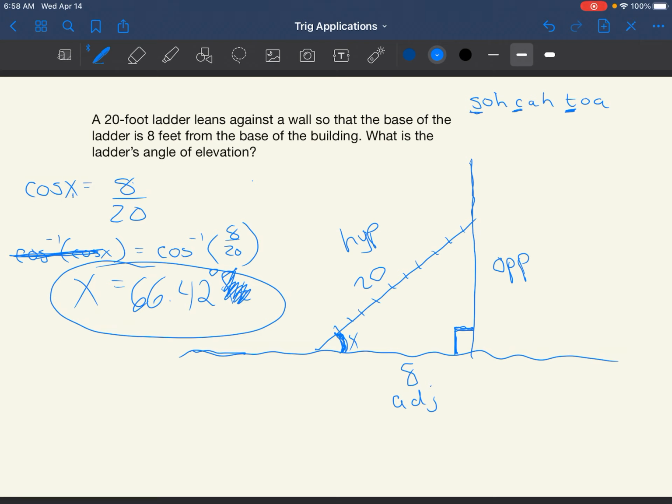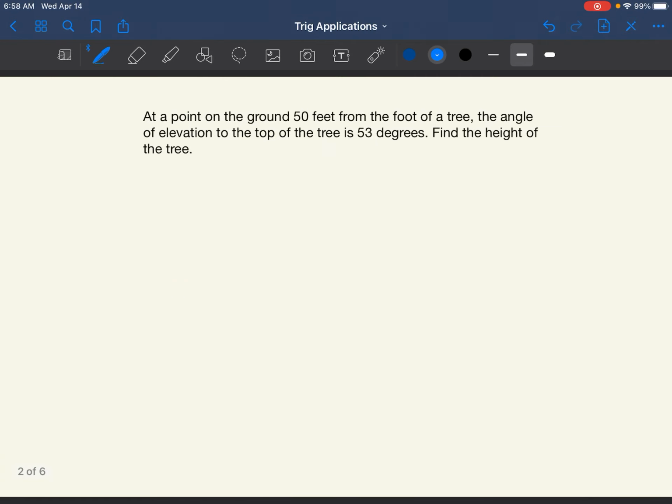Okay, so that's that first problem. We're going to go ahead and move on to the second problem, following the same steps. Remember, first step, read through the problem, kind of get a feel for what that problem is asking for. So on the second one, we have: at a point on the ground, 50 feet from the foot of a tree, the angle of elevation to the top of the tree is 53 degrees. Find the height of the tree.